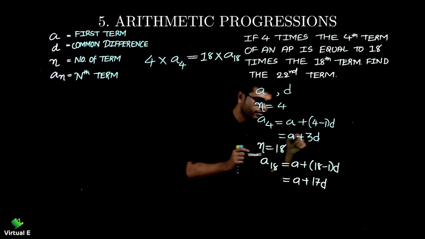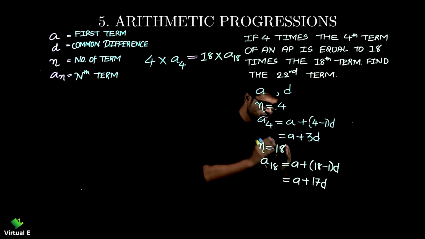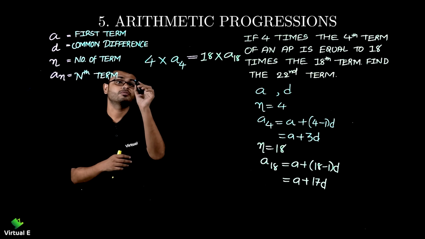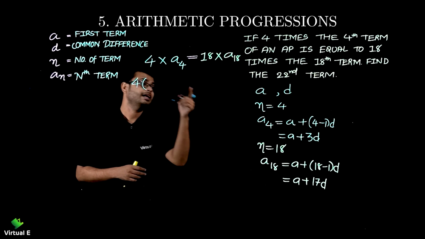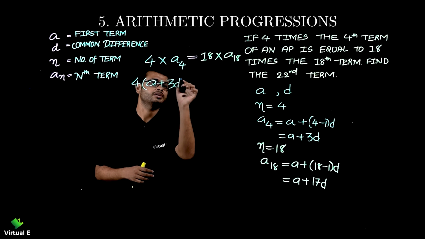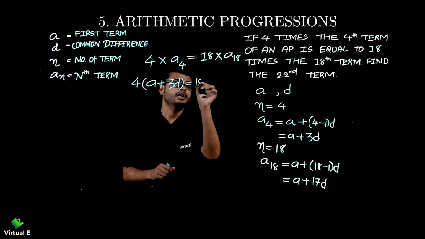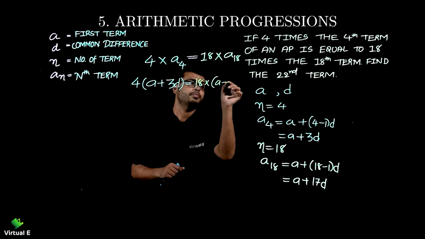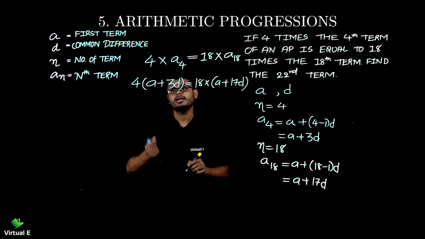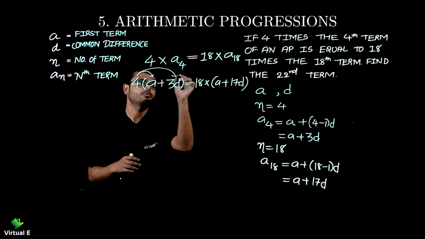Now we have the value of A4, A plus 3D. We have the value of A18, which is A plus 17D. So let's substitute. 4 times A4, which is A plus 3D, equal to 18 times A18, which is A plus 17D. Done. Okay, let's open the bracket. You need to multiply 4 with each term one by one.